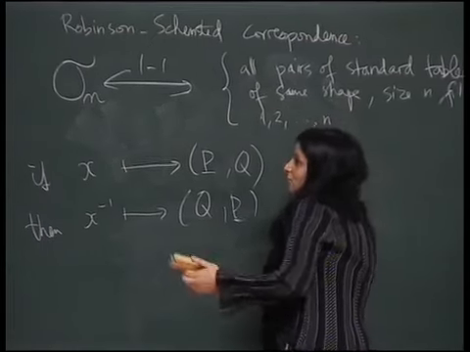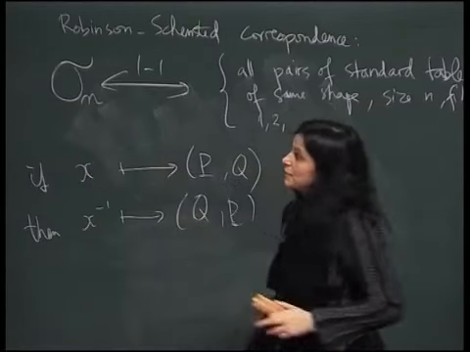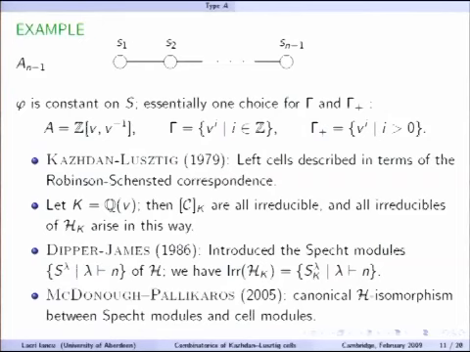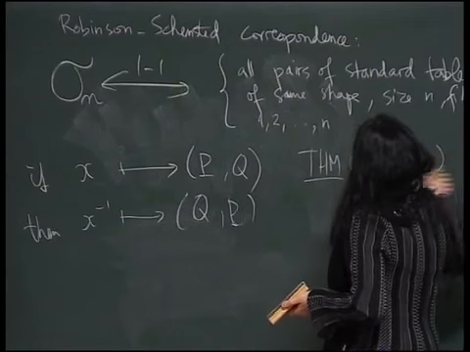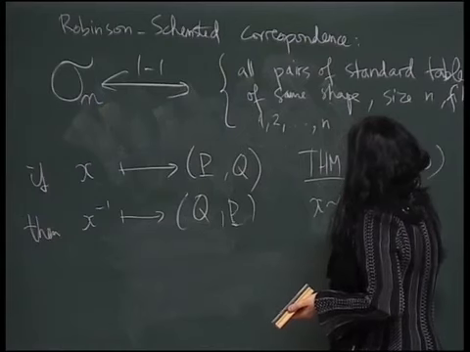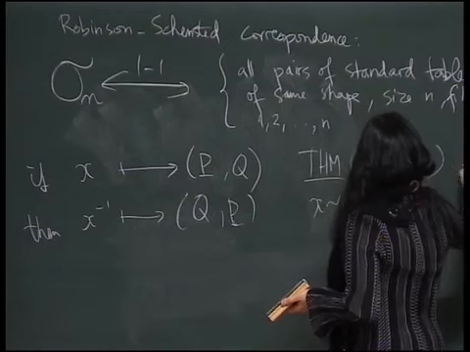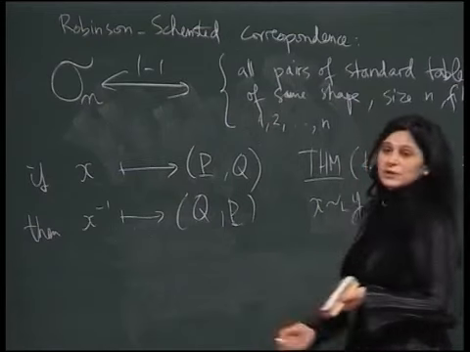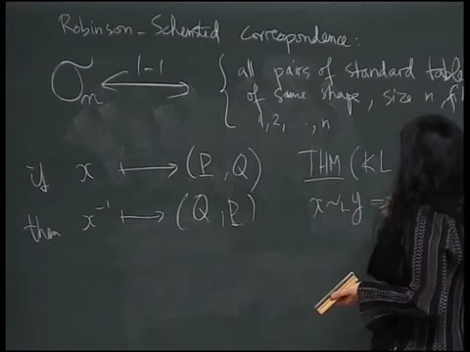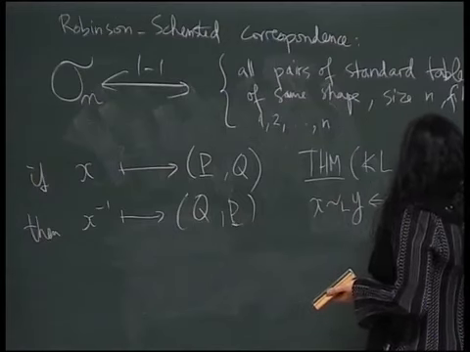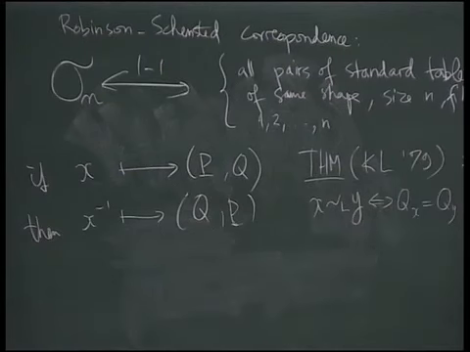Now, the Kazhdan-Lusztig result that I was referring to before is that the left cells are described in terms of the Robinson-Schensted correspondence. Actually, the left cells are described like this. So Kazhdan and Lusztig proved that two elements, okay, x and y in the symmetric group on n letters, are in the same left cell if and only if the Q tableaux are equal. So that's a very nice combinatorial description of the object.